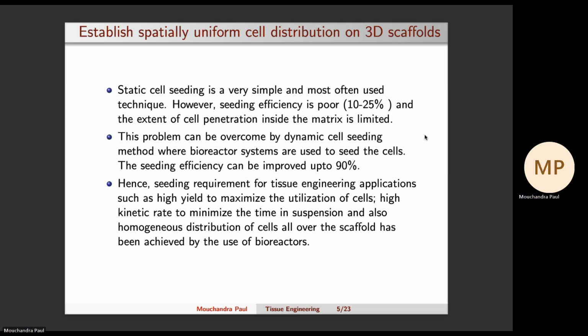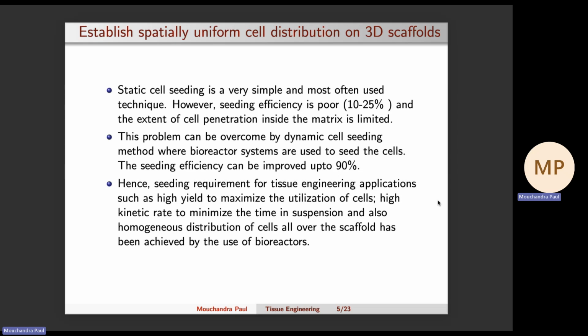And also, how porous your scaffold is will decide how well your cells will be able to infiltrate inside it. Now, this particular problem, that seeding efficiency is low, can be solved if we use dynamic cell seeding using bioreactors. So we can actually improve the seeding efficiency up to 90%.